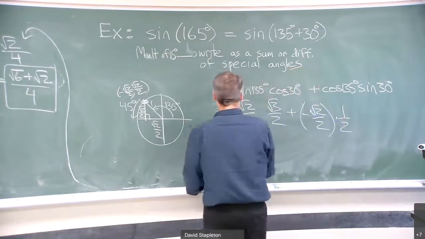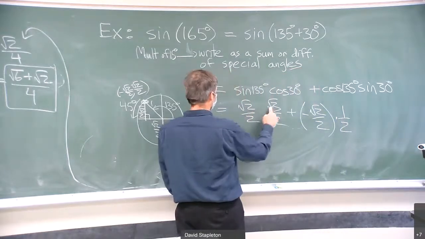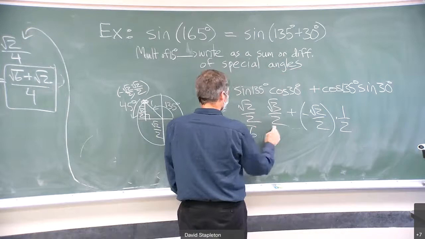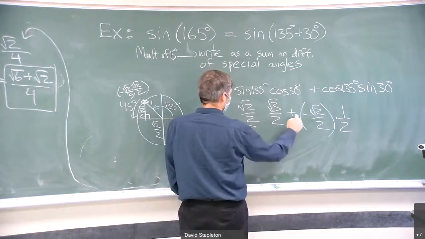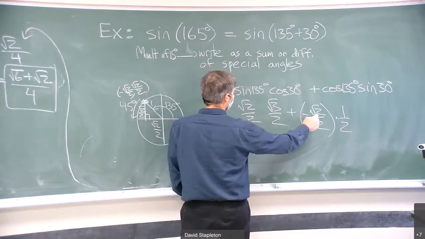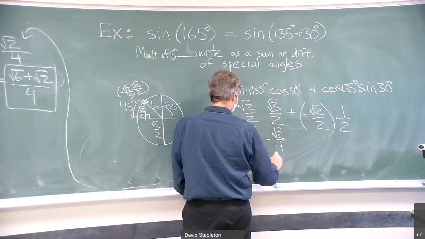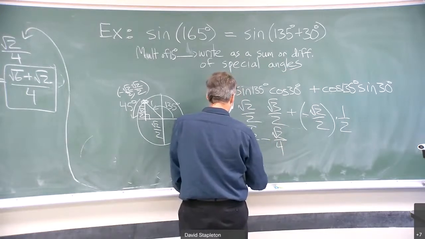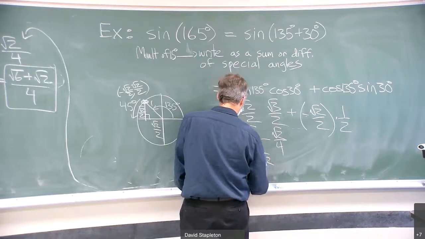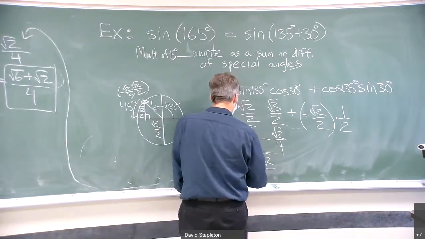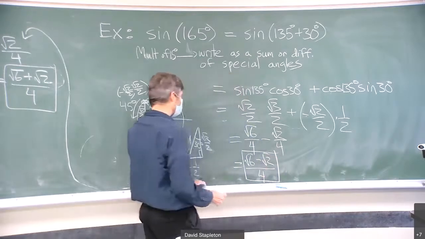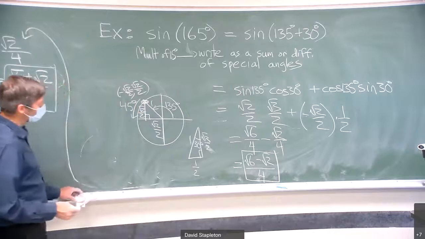There it is. Once again, I'll get a common denominator. Square root 2 times square root 3 is square root 6. 2 times 2 is 4. And then now plus a negative is minus square root 2 times 1 over 2 times 2 is 4. This time I get square root 6 minus square root 2 all over 4. There's the exact expression.